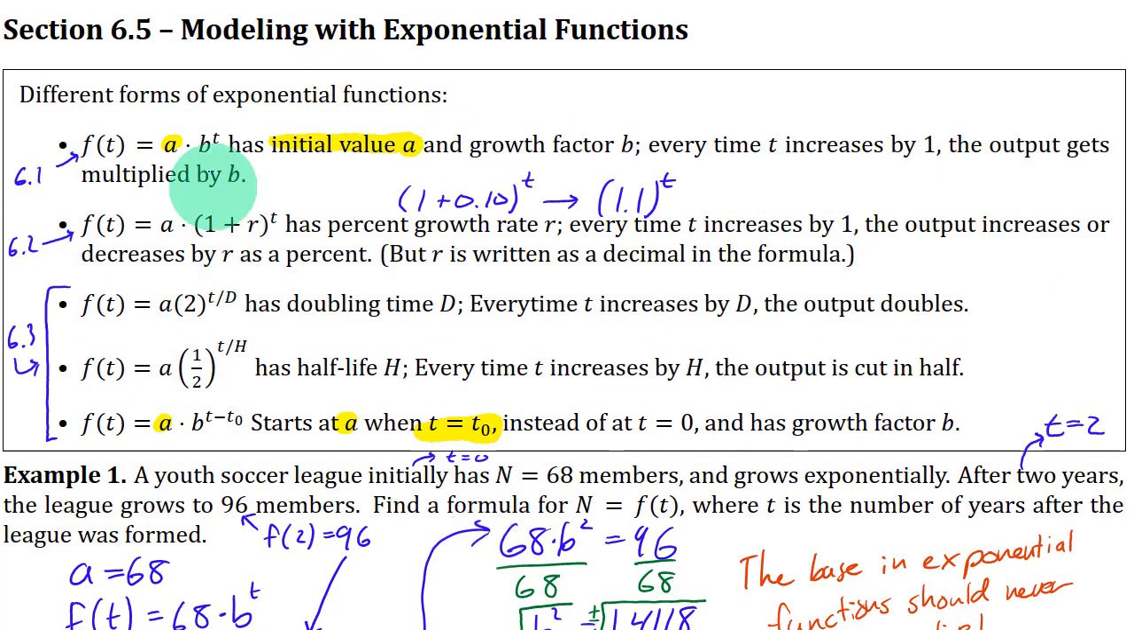I mean, you really could solve this equation with any of these versions of an exponential function and find a function in any one of these forms. It might just be a couple more steps.